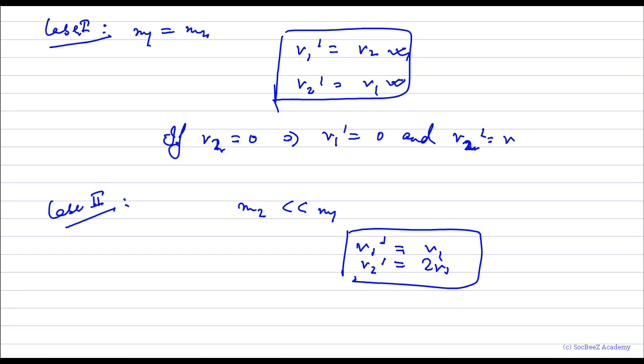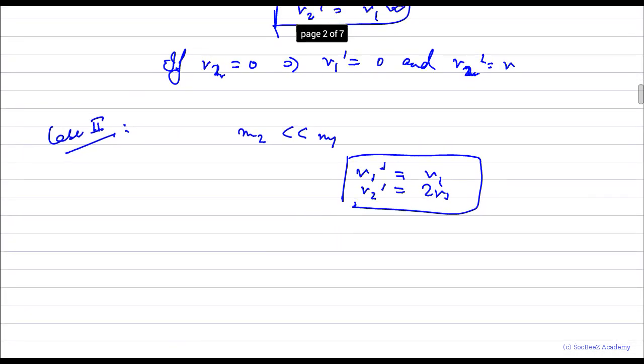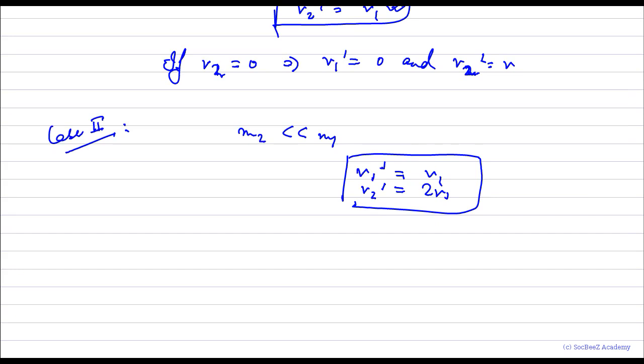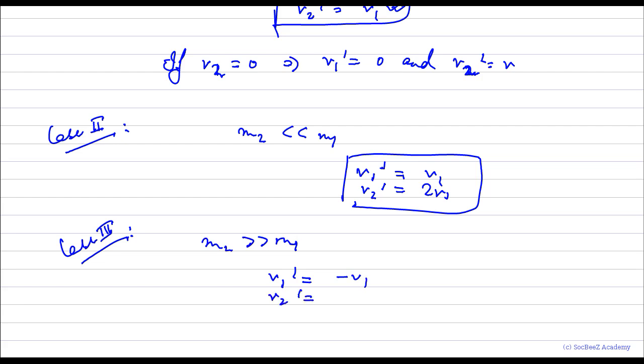So these are a few simple deductions which we can make based on these cases. It would be better if we remember these cases, and it would be fine even if we remember just the first two formulas. Now let us look at case 3. In the third case, m2 is much greater than m1. In this case, we get v1 dash as minus v1 and v2 dash as 0.